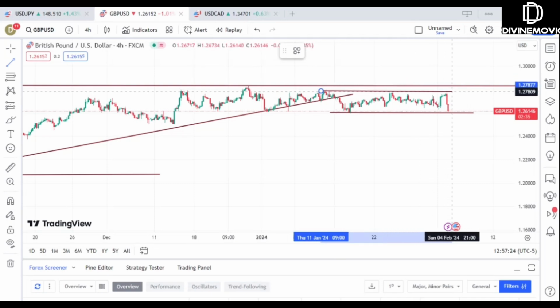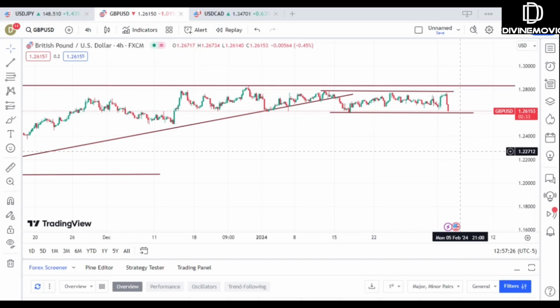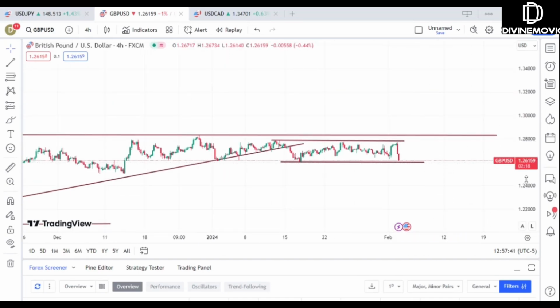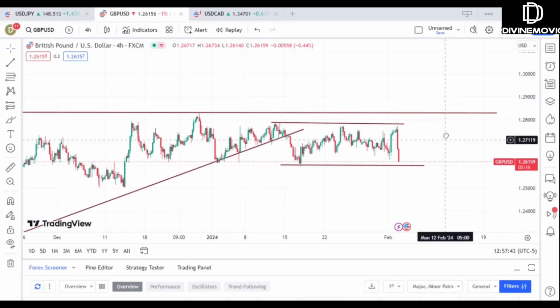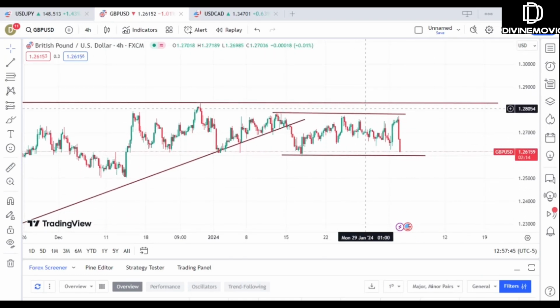Now, if we look closely, what I'm really seeing here is that price is consolidating. Price is not really giving us a clear direction of where it's going, but we can clearly see that price is consolidating. And what this means is that price is engineering liquidity both to the upside and to the downside. Remember, we are paying attention to what price is doing at this level here and at this level here.